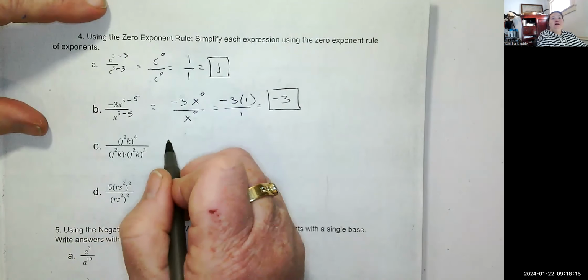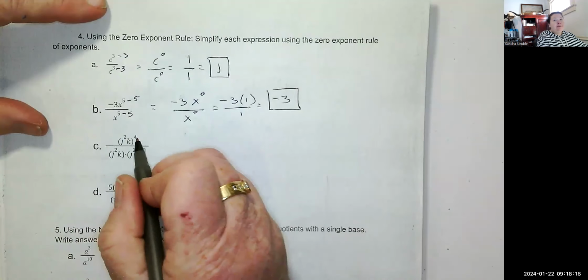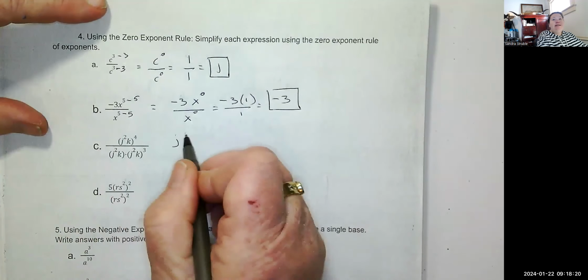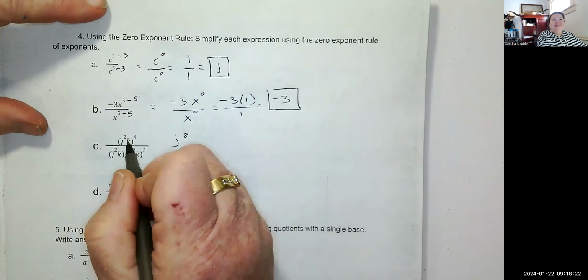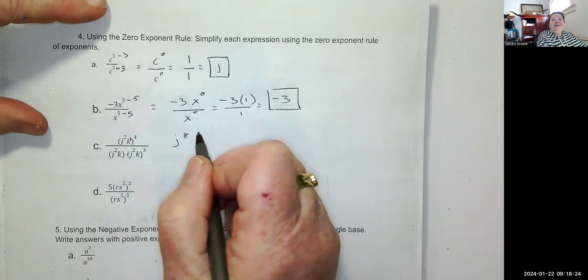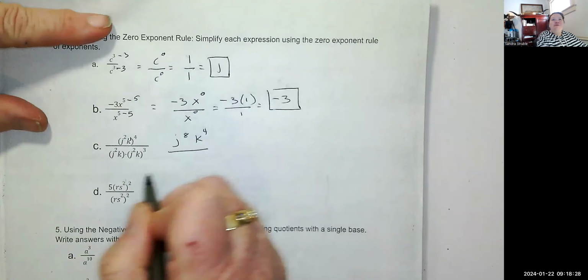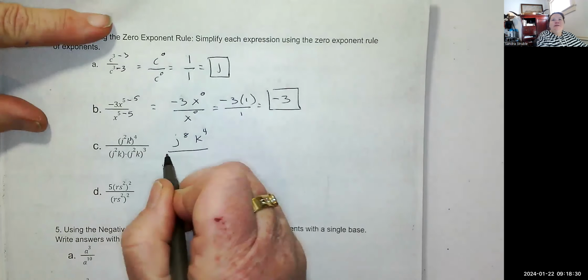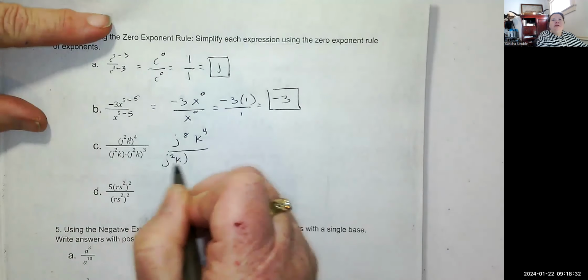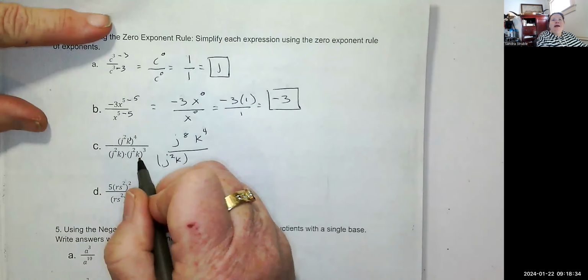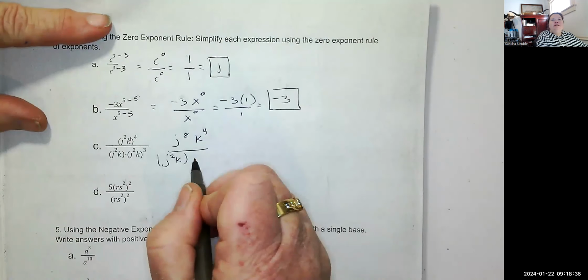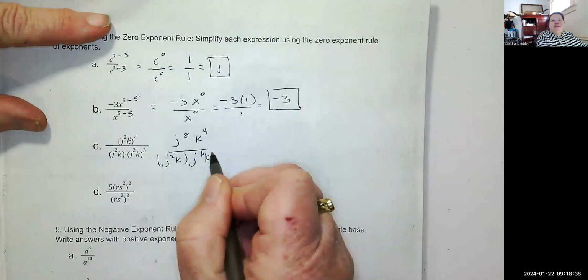j squared k to the 4th over j squared k times j squared k cubed. Oh, this can be fun. So we've got an exponent to an exponent. So that's j to the 8th because we multiply them. This k has an exponent of 1. So that becomes k to the 4th because we're multiplying our exponents, over j squared k, nothing's changed there, times j squared k cubed, which is j to the 6 k to the 3.